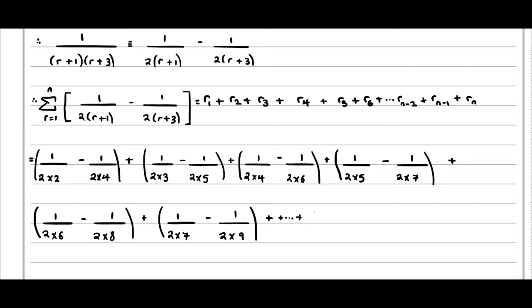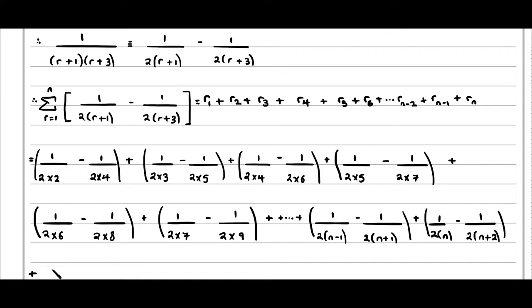Then we have other terms in between. And the third to last term, when r is equal to n minus 2, we have 1 over 2 lots of n minus 2 plus 1, which is 2 lots of n minus 1. And then we subtract off 1 over 2 lots of n minus 2 plus 3, which is 2 lots of n plus 1. Next, when r is equal to n minus 1, we have 1 over 2 lots of n minus 1 plus 1, so 1 over 2n, minus 1 over 2 lots of n minus 1 plus 3, which is 2 lots of n plus 2.